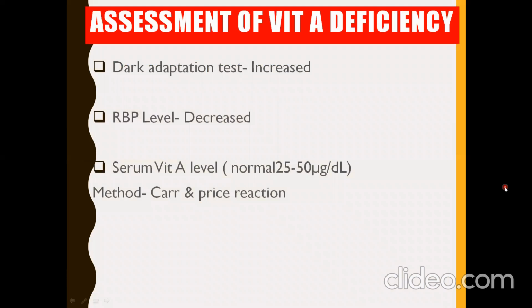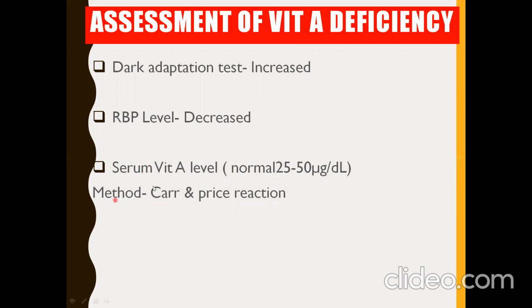How are you going to assess a vitamin A deficiency? You can do the dark adaptation test. In case of vitamin A deficiency, it is going to get elevated or increased. Next, you can assess the retinol binding protein level. In case of vitamin A deficiency, the RBP level is going to get decreased. And you can assess the serum vitamin A level. Normal level is 25 to 50 microgram per deciliter.